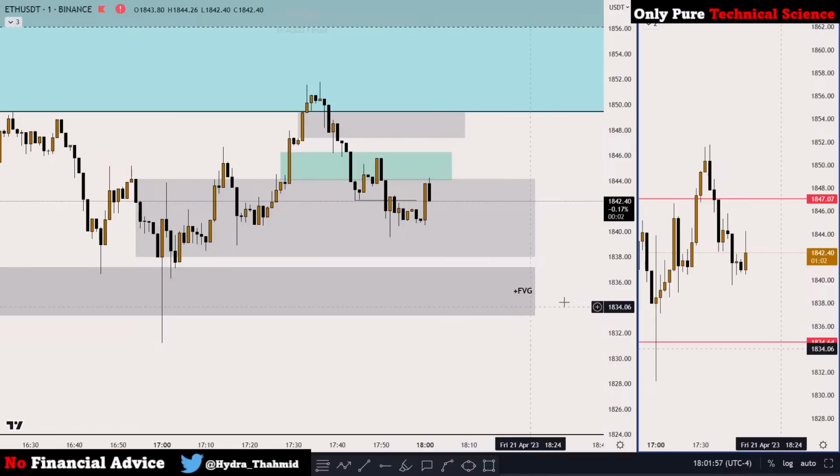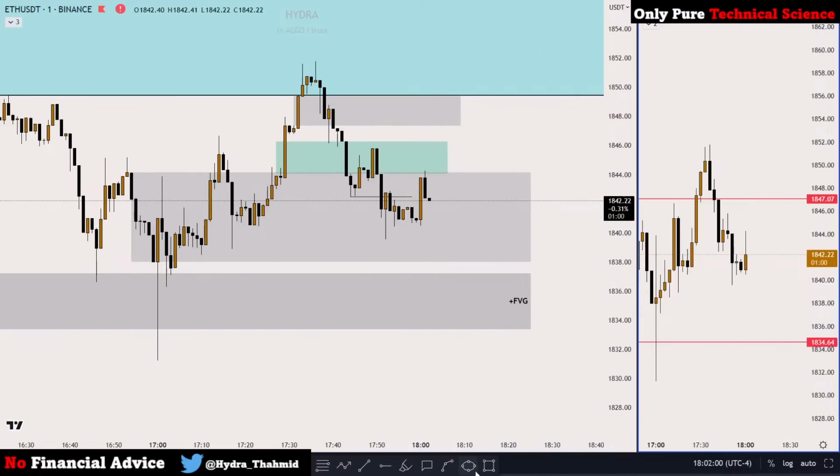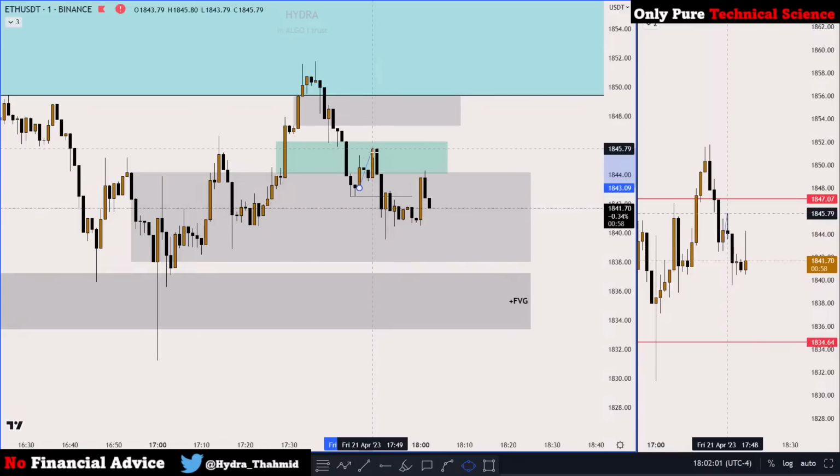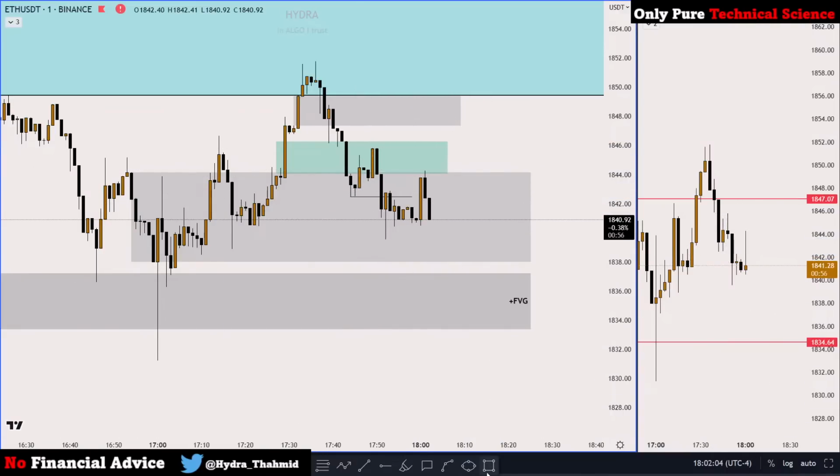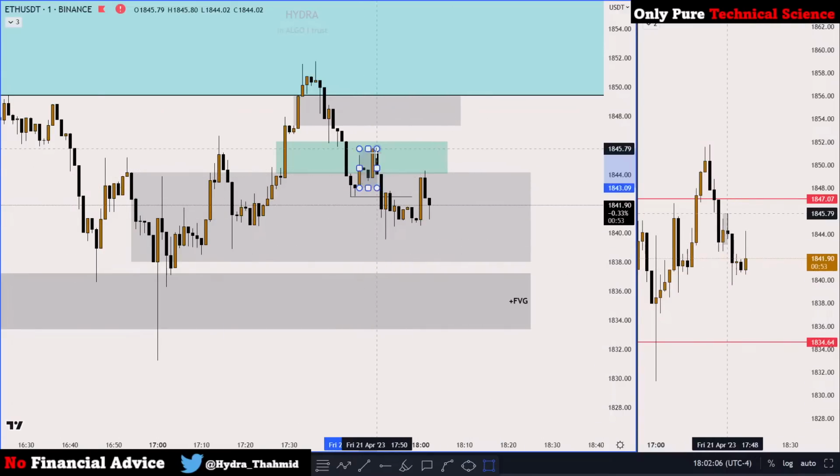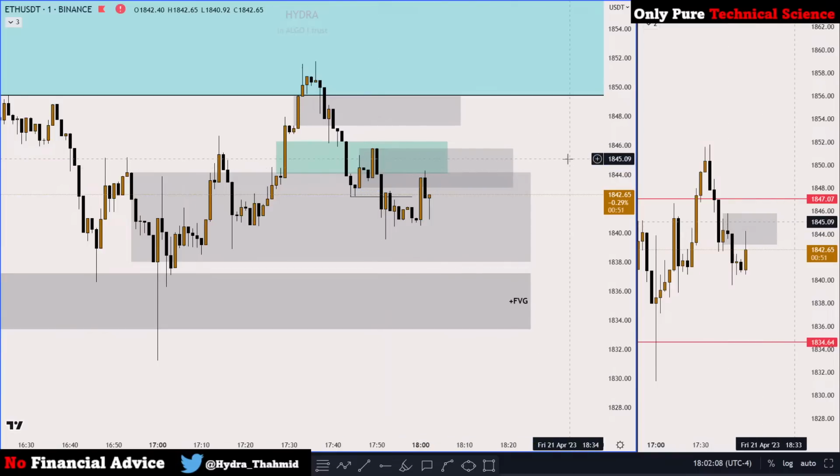Okay, price is getting rejected from these order blocks. The order blocks that you see here, that's our order block. Oh my god, it's moving so aggressively before I even mark it.